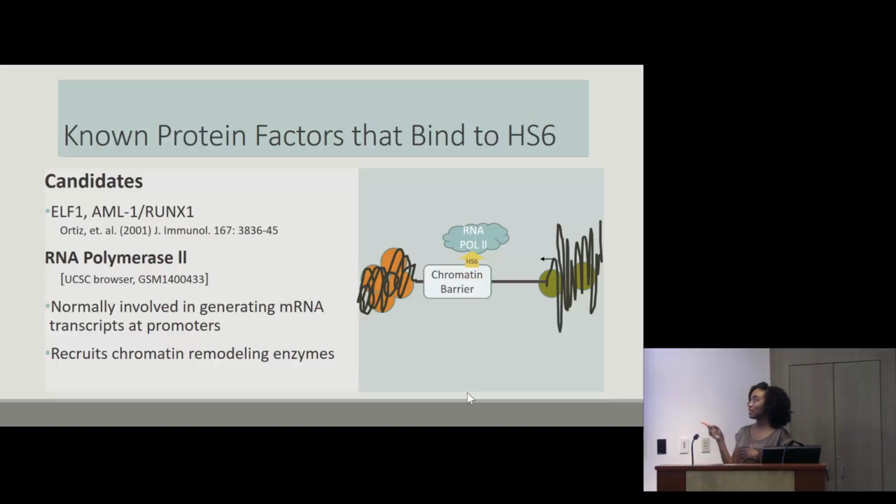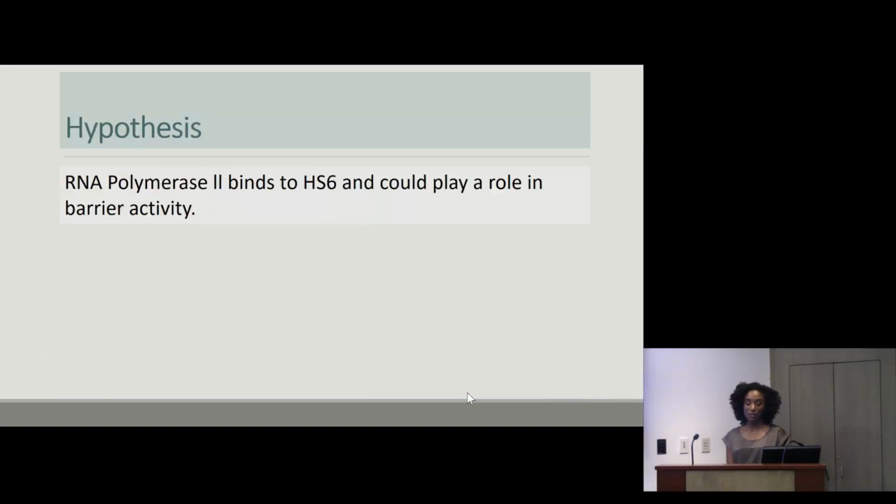So here you see it's attaching to hypersensitive site 6, or the subgroup that I mentioned earlier that we're looking specifically at. Like I mentioned earlier, it normally produces transcripts, but here we're thinking that maybe it's recruiting other enzymes that allow this particular chromatin barrier insulator to continue on with this function. So this leads to our hypothesis: RNA polymerase II binds to hypersensitive site 6 and could play a role in barrier activity, as I mentioned earlier.